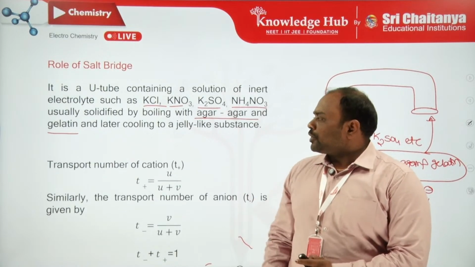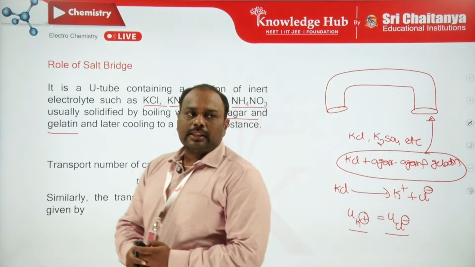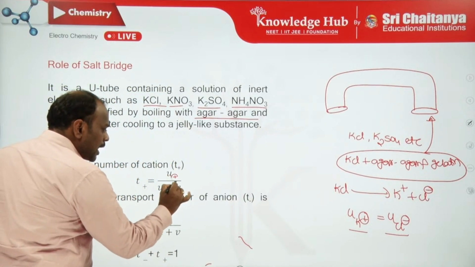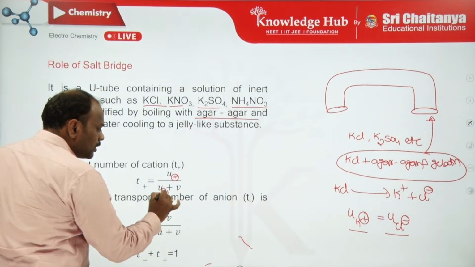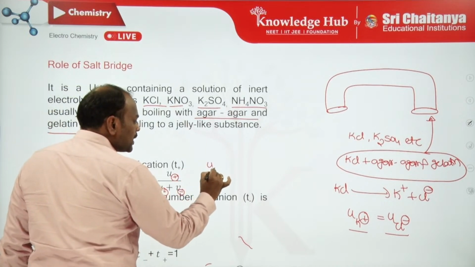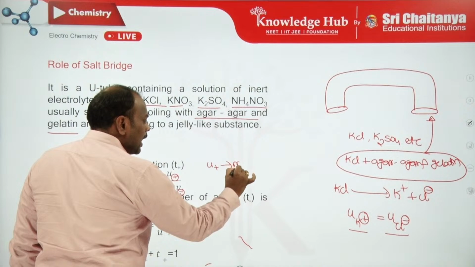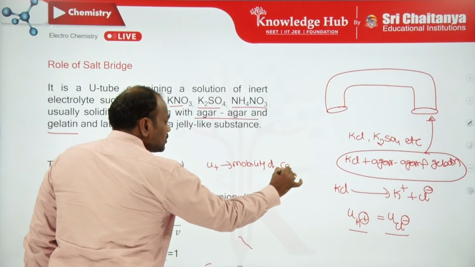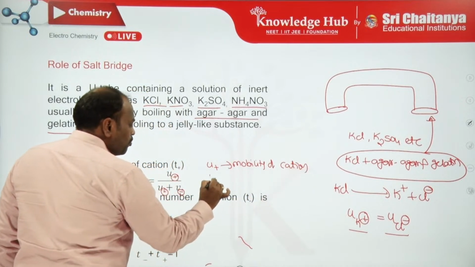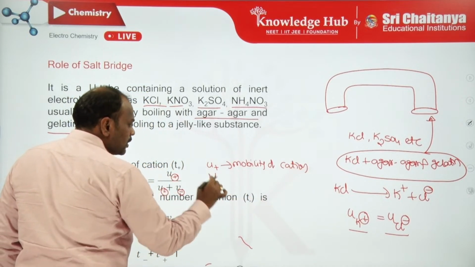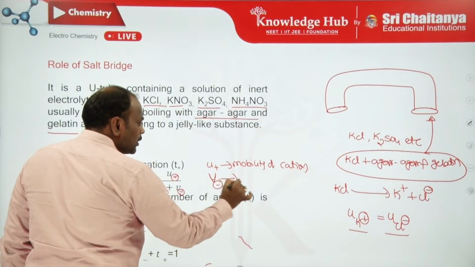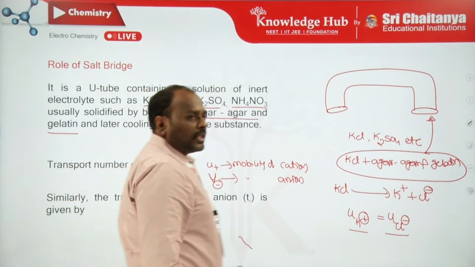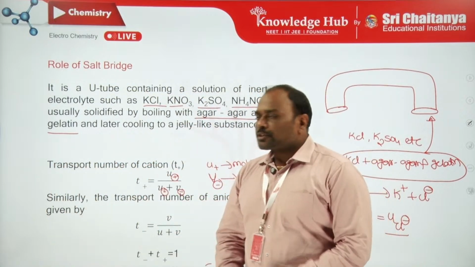So what is the transport number? Transport number is nothing but the velocity of the positively charged ion to the total. Here U plus is the mobility of the cation, and U minus, or V, is the mobility of the anion. This ratio is known as the transport number.